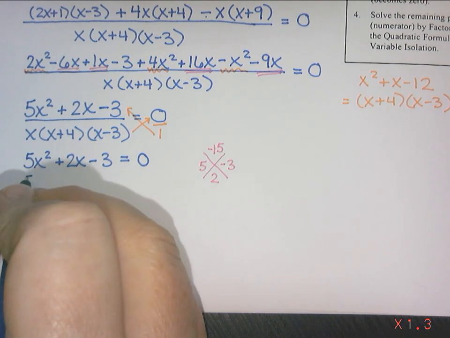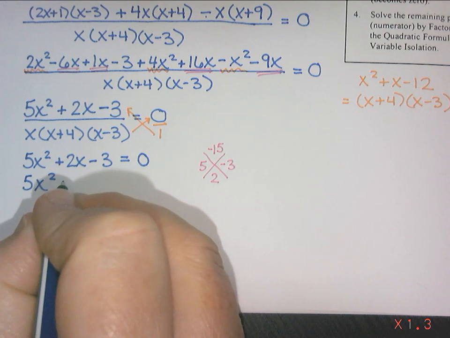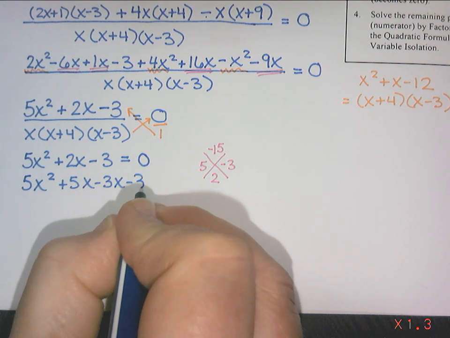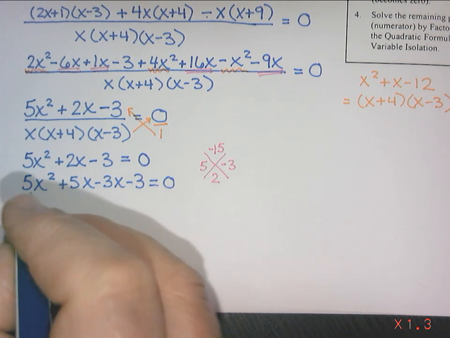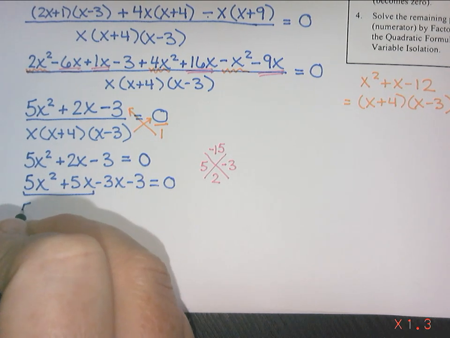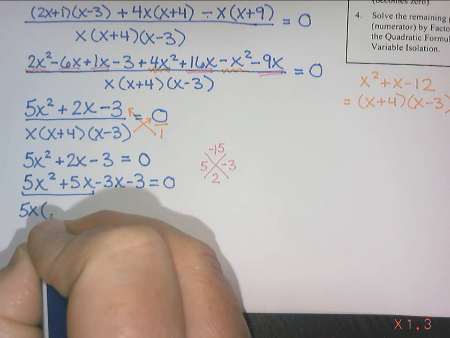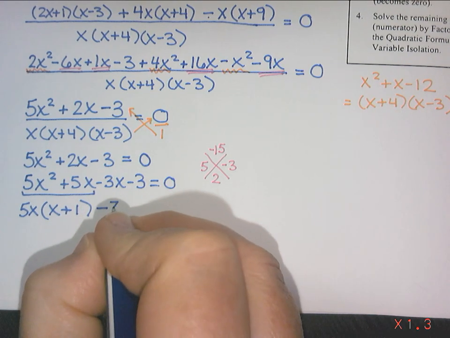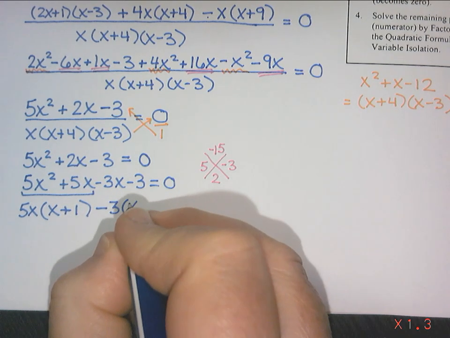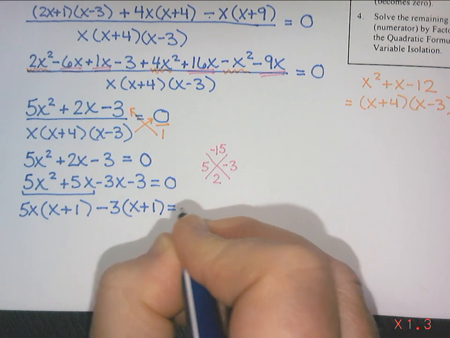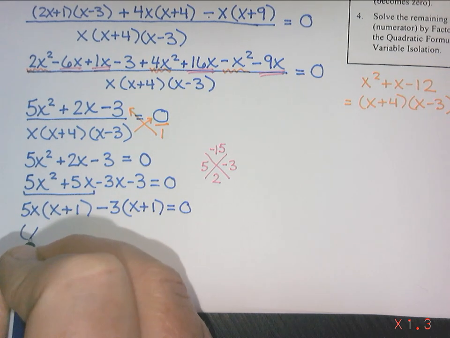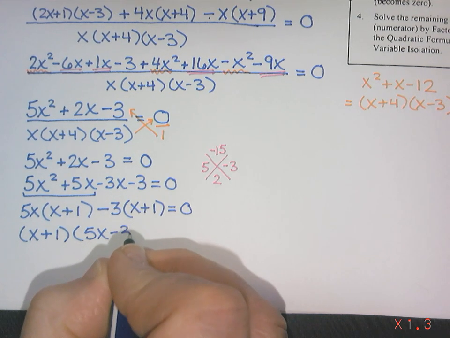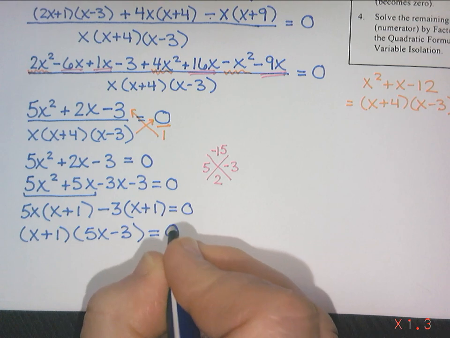So this is going to be 5x squared plus 5x minus 3x minus 3 equals 0. First pair, I can take out a 5x and I get x plus 1. Second pair, I can take out a -3 and I get x plus 1. So this is going to be x plus 1 times 5x minus 3. And that still equals 0.